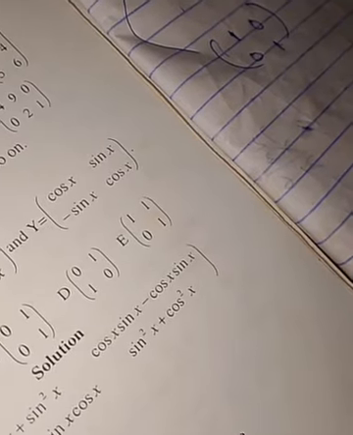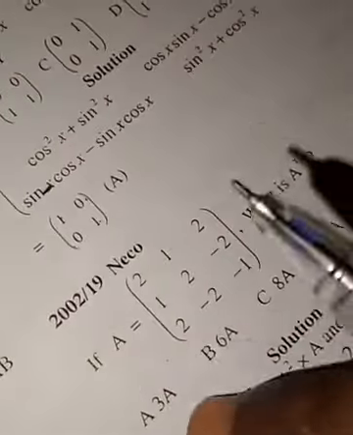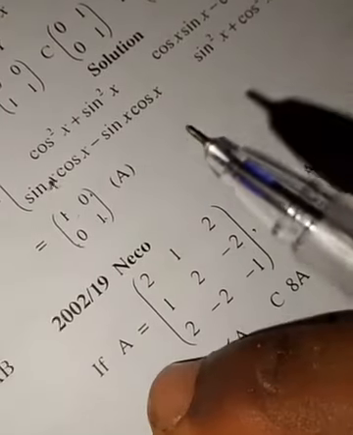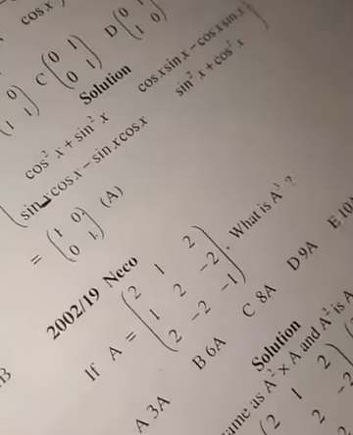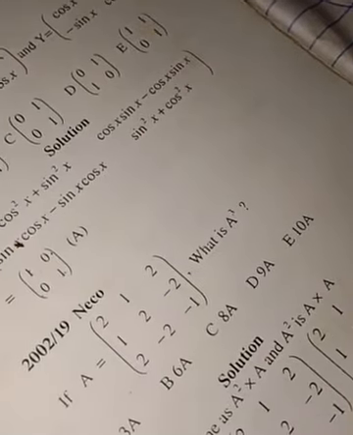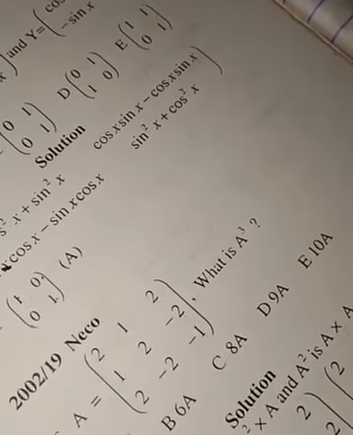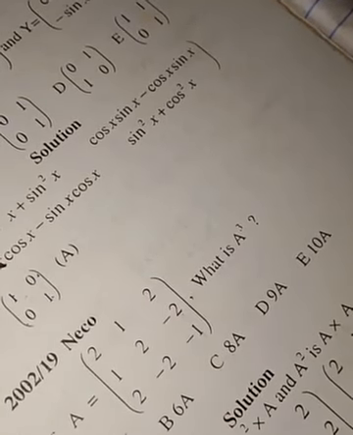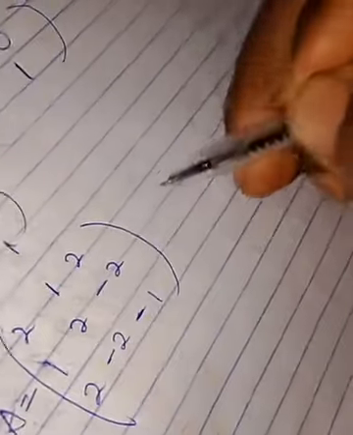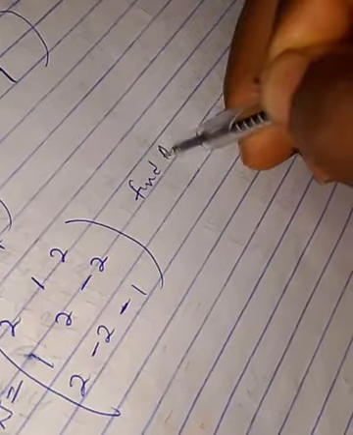We can also try a question where A is equal to the matrix 2, 1, 2; 1, 2, minus 2; 2, minus 2, minus 1. Let's try this. We should find A raised to power 3. So we have A equal to this. Now we are told to find A raised to power 3.